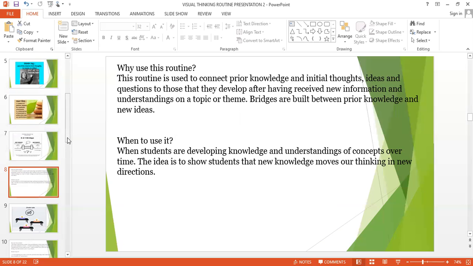And when to use it? When students are developing knowledge and understandings of concepts over time. The idea is to show students that new knowledge moves our thinking in new directions.